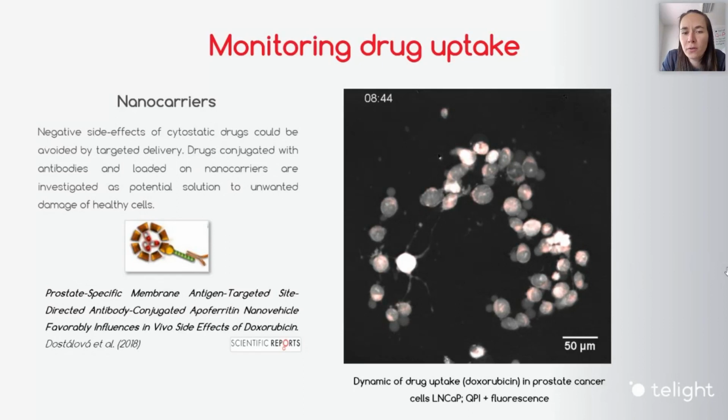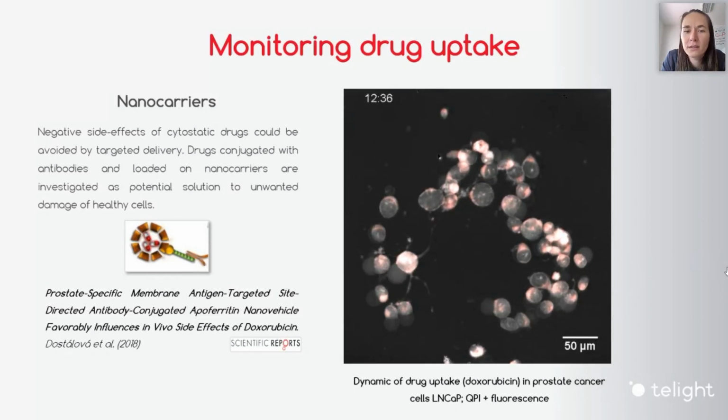So you can see the overlap of quantitative phase imaging and fluorescence data on the video, where from the QPI data you can monitor the cell viability, the changes of the morphology, different types of cell death. And from the fluorescence data, you can quantify the uptake of the drug. So the higher the fluorescence, the higher the doxorubicin uptake here into prostate cancer cells.